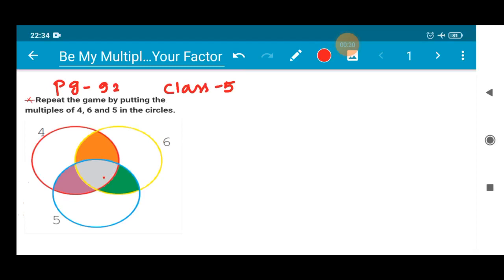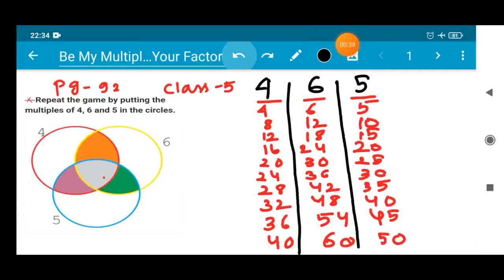In our last class we did common multiples of 3 and 5, right? And in today's game they have asked us to repeat the same game but by using the multiples of 4, 6 and 5. Okay, so let me write the multiples of 4, 6 and 5 here. The multiples of 4, 6 and 5 are simply the tables which you know, right?